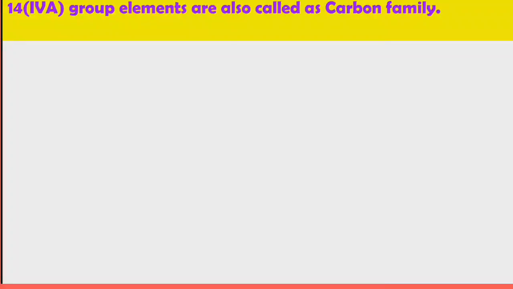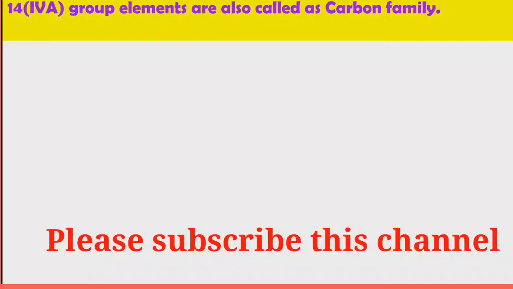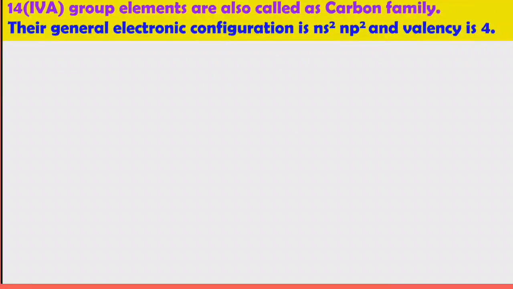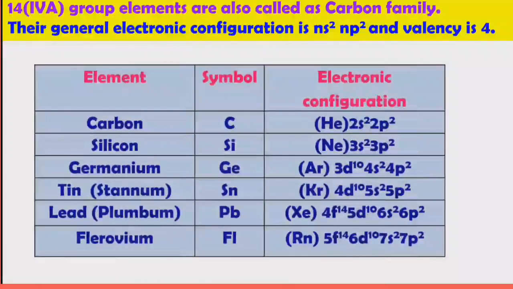Now go for the fourth A group, also called the carbon family. Fourth A or 14th group elements are also called the carbon family. Their general electronic configuration is ns2 np2 and their valency is 4. Here: carbon, silicon, germanium, tin, lead and flerovium. These are the fourth A group elements. For tin, the Latin name is stannum, that's why the tin symbol is Sn. Lead symbol is Pb because its Latin name is plumbum.